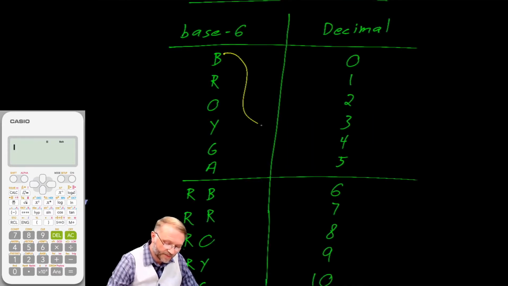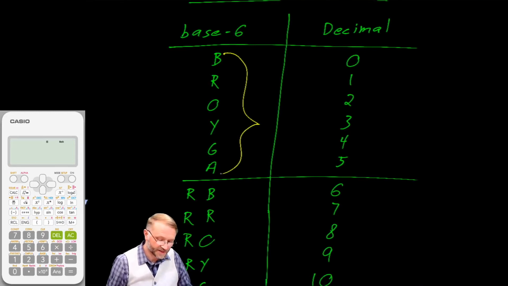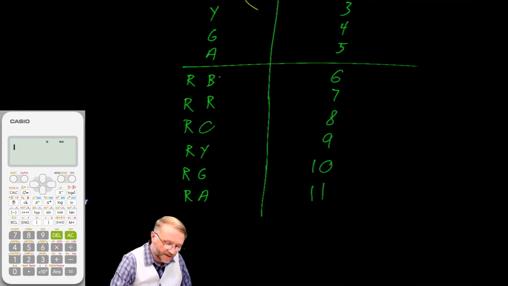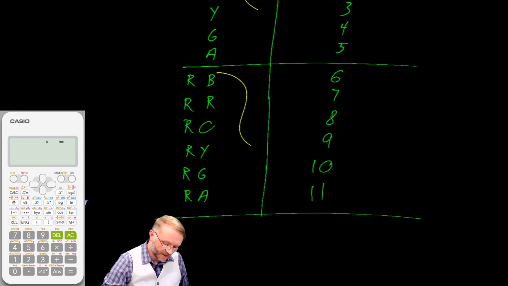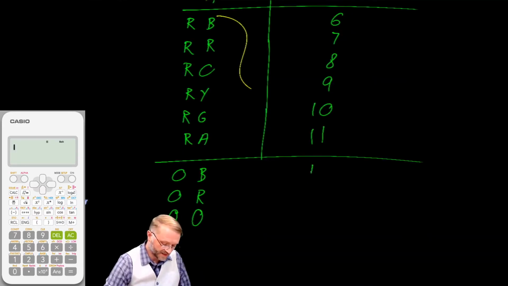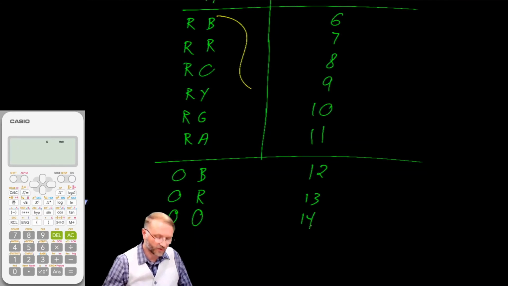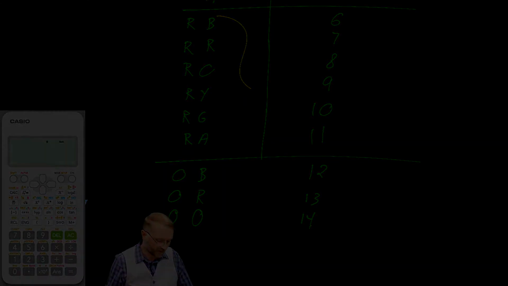You'll notice we repeated all our symbols here, all 6 of them. And in our ones column, we've once again repeated all of our symbols. So the next one would be orange, brown, orange, red, orange, orange. For decimal, that would be 12, 13, and 14. And of course, we could continue this on forever if we like.